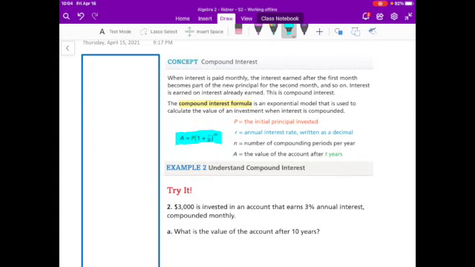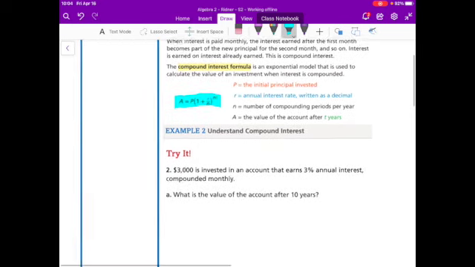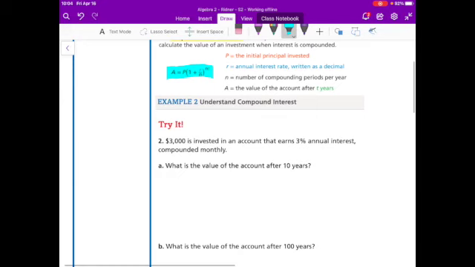Compound interest are things like credit cards, things like savings accounts, things where you're going to make money off of the money you already have sitting in that account. Or in the credit card case, the credit card company starts making money off of you because they're charging you interest for originally using their money. Okay. So I'm going to dive right into the example to show you how to use the formula.